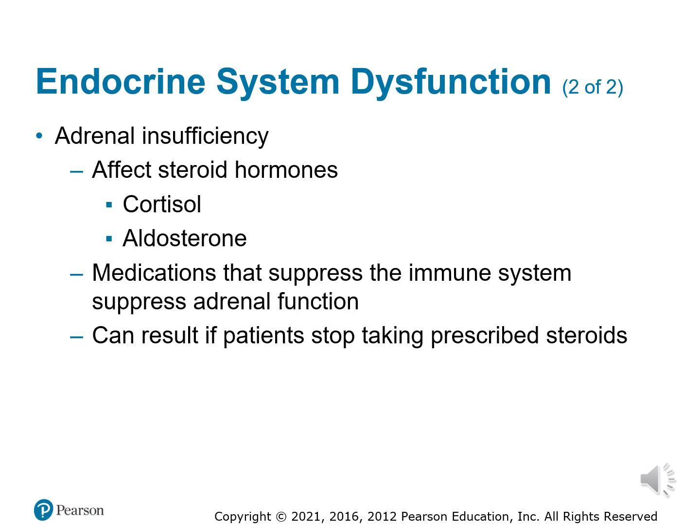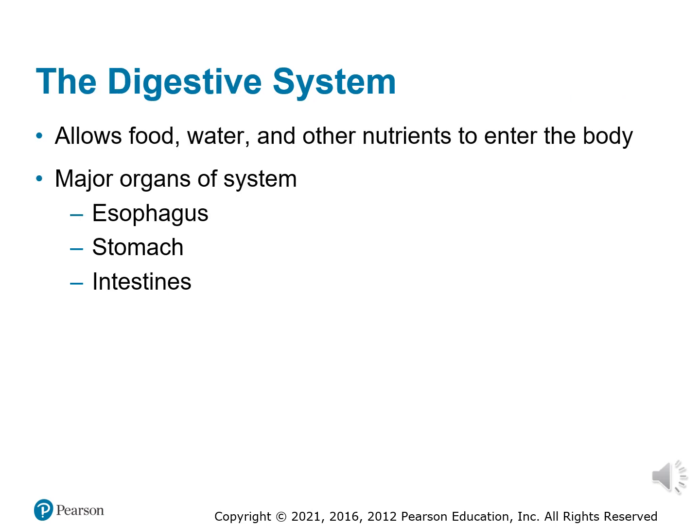Adrenal insufficiencies affect the steroid hormones cortisol and aldosterone. Medications that suppress the immune system suppress the adrenal function, and it can result if the patient stops taking the prescribed steroids. Next is the digestive system, which allows food, water, or other nutrients to enter the body.